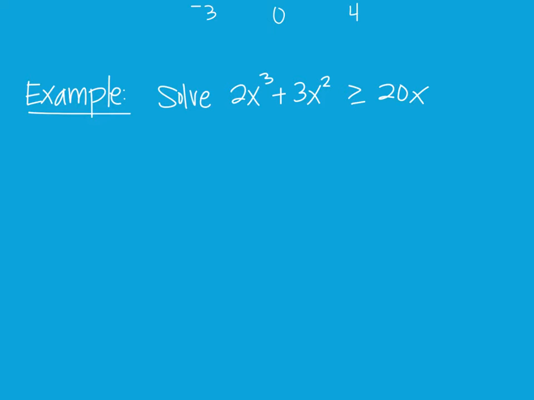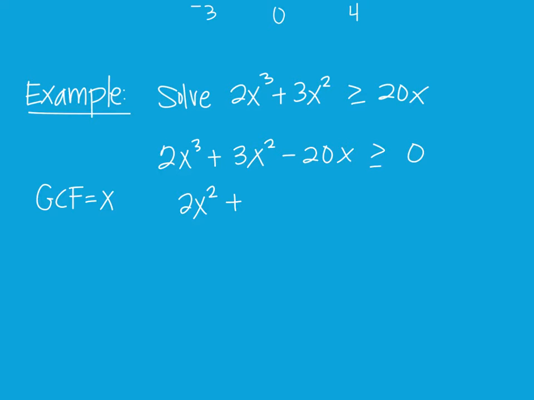But what do I have to do first? I need to make sure it's equal to 0. So 2x to the third plus 3x to the second minus 20x, and that'll be greater than or equal to 0. We know we need to solve it with factoring, but we recognize what kind of factoring needs to be the first type. The GCF. What do they have in common? GCF is x. That leaves me with 2x squared plus 3x minus 20.